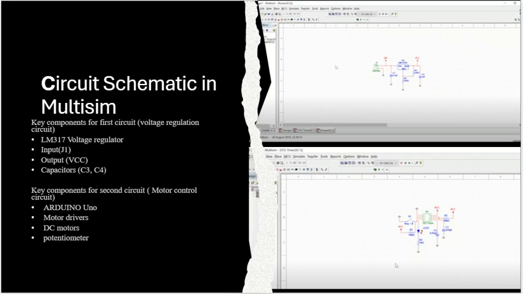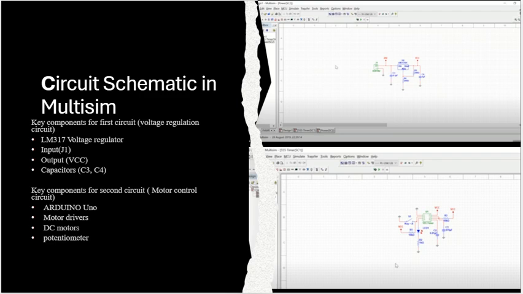Now for the circuit schematic and Multisim. So we've designed 2 circuits. One is the voltage regulation circuit in the first diagram, and the second diagram is the motor control circuit. The purpose of the voltage regulation circuit is to provide stable power to the motors and microcontroller to ensure the hardware operates safely and consistently despite variations in the input voltage.